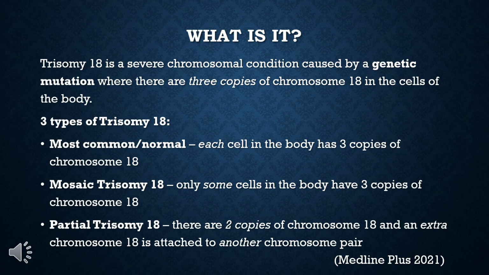Trisomy 18, also known as Edwards syndrome. What is Trisomy 18? It is a chromosomal condition caused by a genetic mutation where there are 3 copies of chromosome 18 in the cells of the body instead of 2 copies.